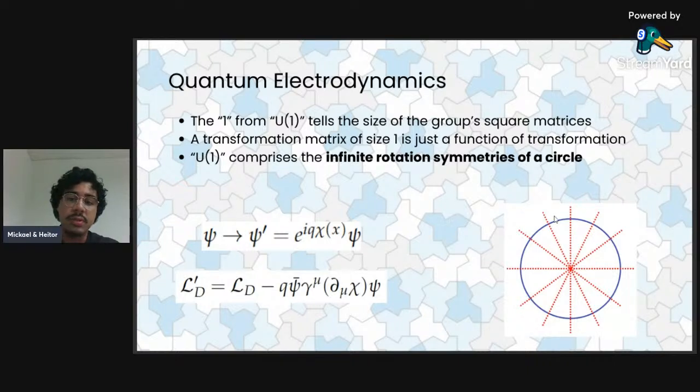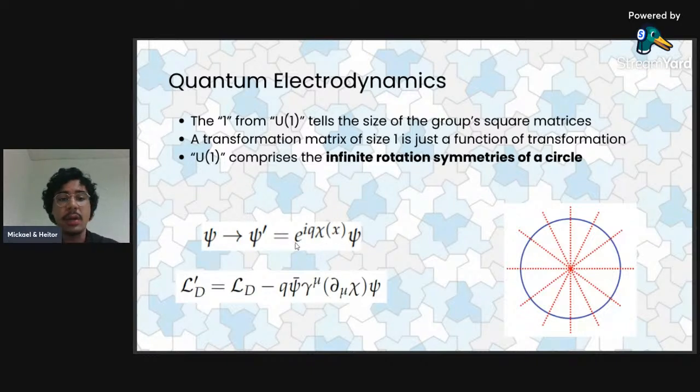So if I have this blue circle, I know that I can rotate it by an infinite amount of angles continuously and still maintain the symmetry of the circle. That is the symmetry of U1 geometrically. So what I do is I perform a rotation on a fermion field, a psi field like this, and the rotation must be a function of space-time because it is a local symmetry.